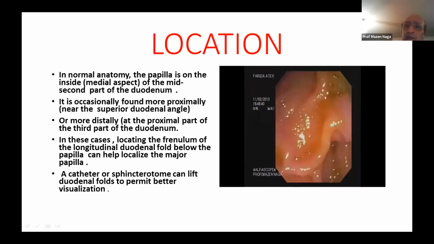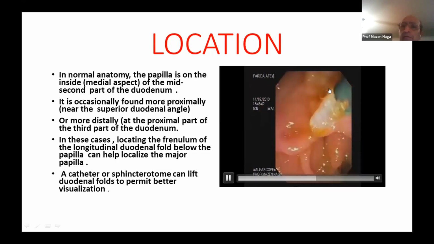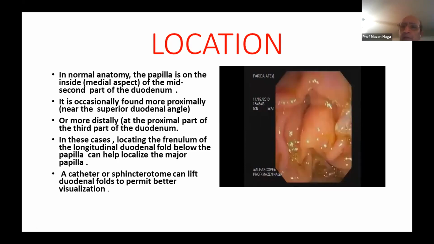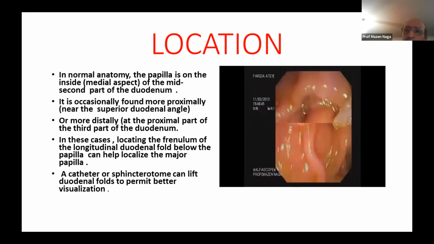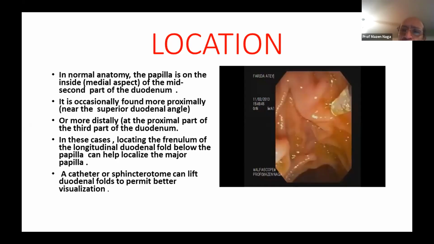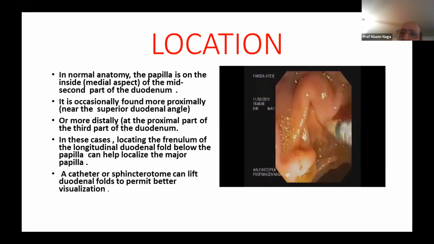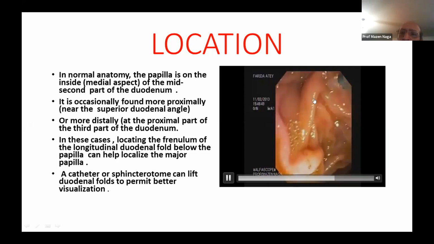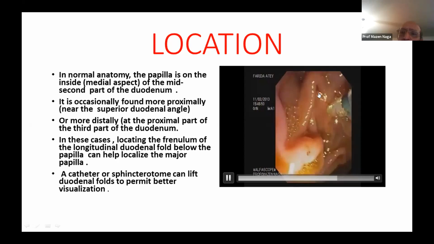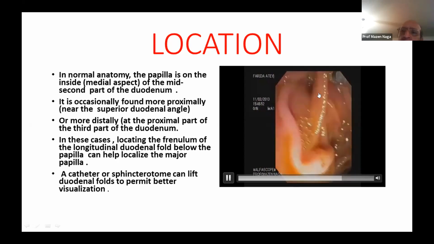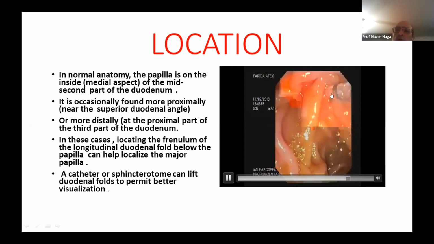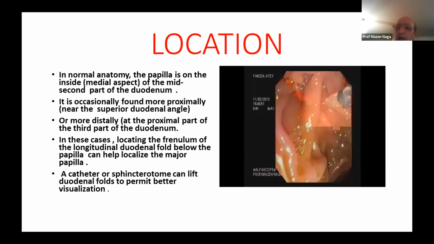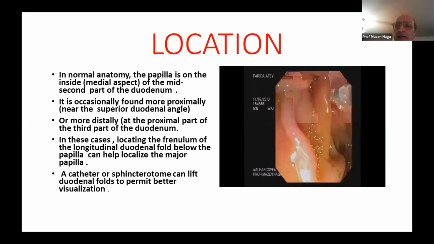Now we can see here below this fold, and the frenulum is here. We will remove it with the sphincterotome, and here we can find the frenulum, and here is the bulge of the papilla below this fold. Then we put the sphincterotome in the right position and go to the 11 o'clock position to get inside the papilla.